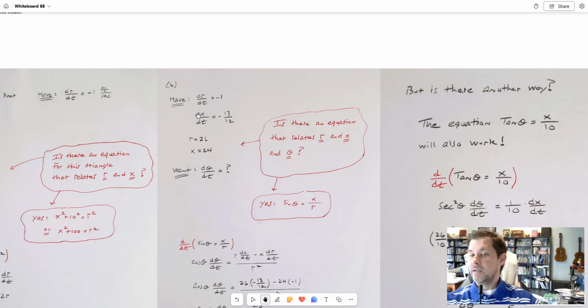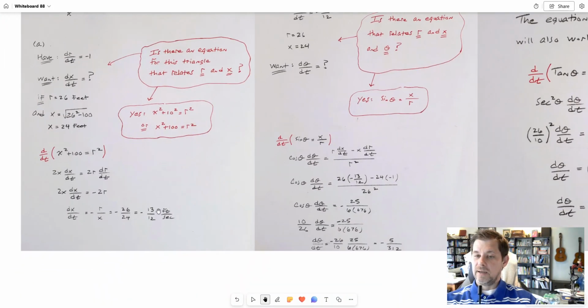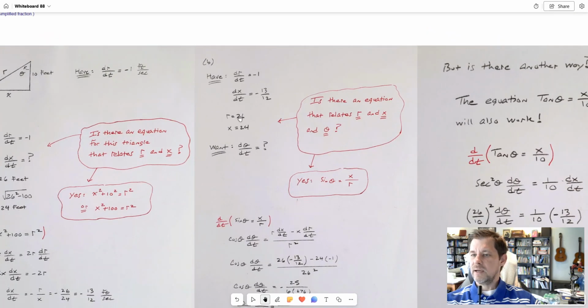I know dr/dt, reeling in the rope at -1 foot per second. I just found dx/dt, so I know that too. Part A, I found it to be -13/12 feet per second. I also have that r is 26 and x is 24. And I want dθ/dt.